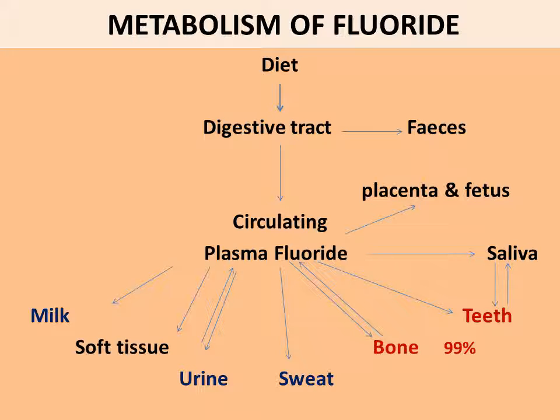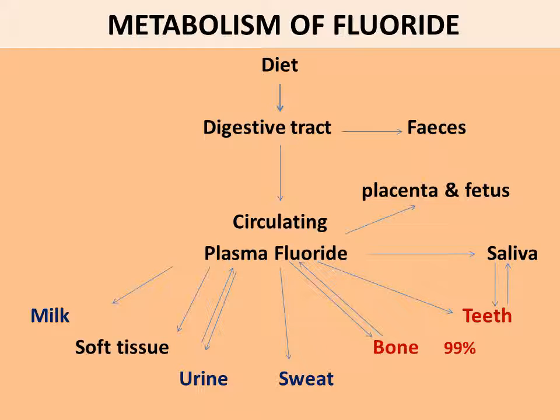Metabolism of fluoride. After ingestion of fluoride orally, it will go to the digestive tract. Some of this fluoride will be excreted through feces, and the rest will go to the circulatory system through the blood, and then it will be distributed to all parts of the body: the placenta, the saliva, teeth, bone, sweat glands, urine, soft tissue, and milk.